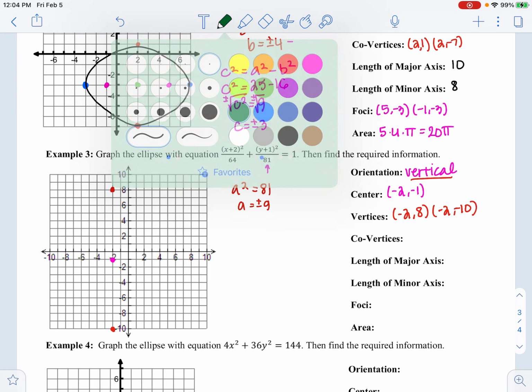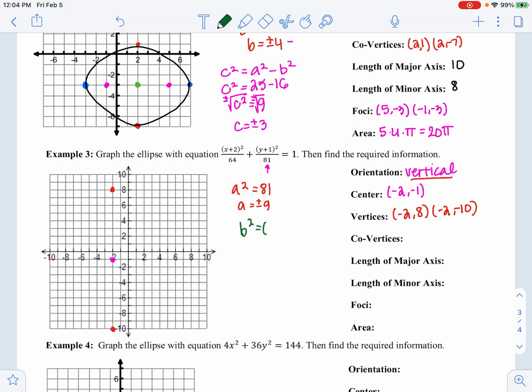All right, now I need my co-vertices. My co-vertices are b units from my center. b squared is 64, so b is positive and negative 8. I'm going to go right 8, and then I'll go left 8. So I have the points 6, negative 1, and negative 10, negative 1. Major axis and minor axis length. I won't make a mistake this time when I get my area. So my major axis is double 9, which is 18. Minor is double 8, which is 16.